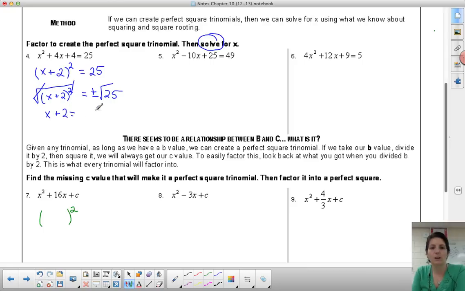X plus 2 equals plus and minus 5. And then I need to solve for x. So I'll subtract 2 from both sides. x equals -2 plus and minus 5. So if I do -2 plus 5, I get an answer of 3. And if I do -2 minus 5, I get an answer of -7.